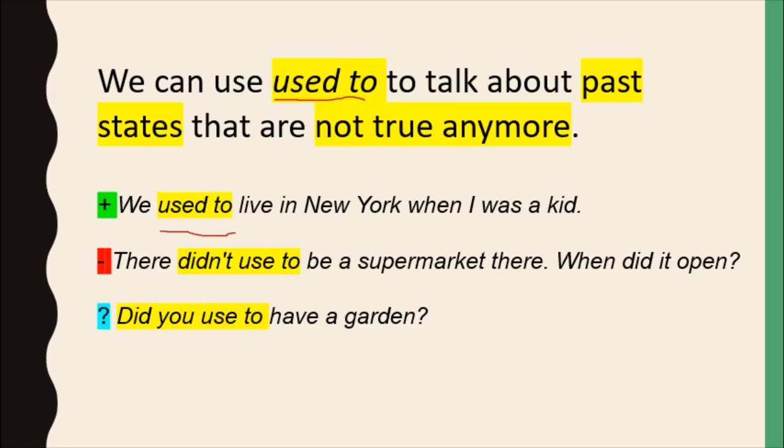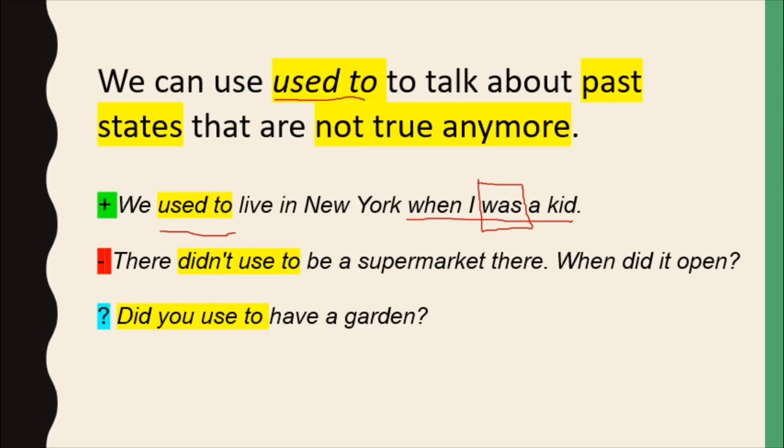When did this happen? When I was a kid. That's in the past. How can I figure out this is happening in the past? Because of the word was. So this happened in the past. When I was a kid, in that time, we used to live in New York. This is over.